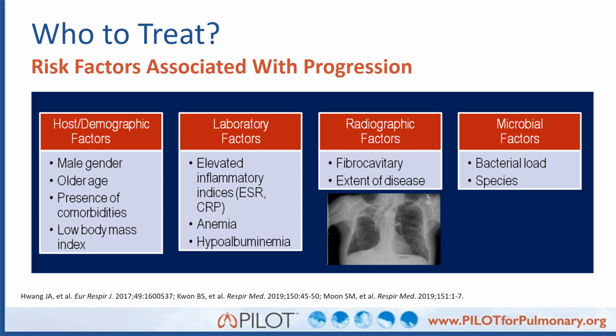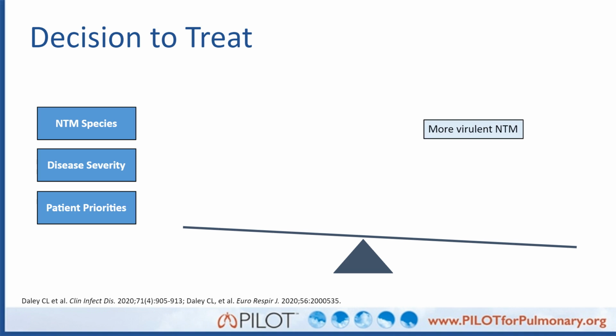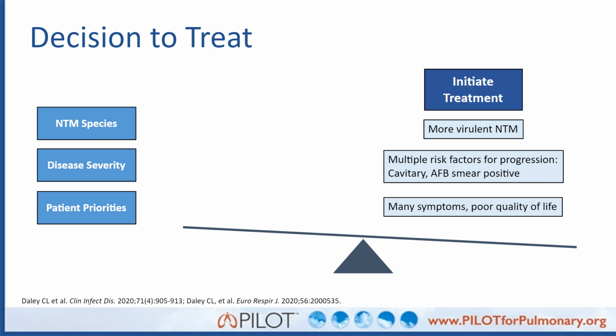These are all risk factors for progression, and we may need to consider treatment a little more aggressively. So the decision to treat should really take into account whether patients have these risk factors for progression or not. For example, if patients have a more virulent NTM, such as rapidly growing mycobacteria, multiple risk factors for progression, cavities on their CT scan, are smear positive, have a lot of symptoms or poor quality of life, we may want a low threshold for starting antibiotic treatment in these patients.